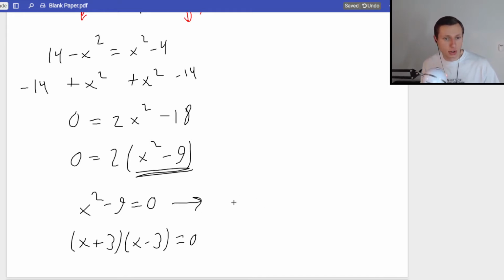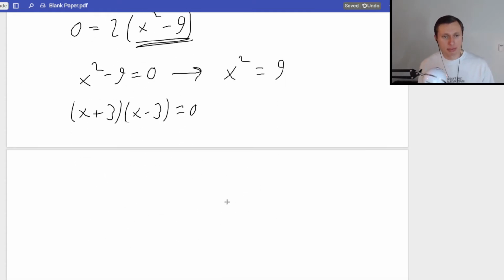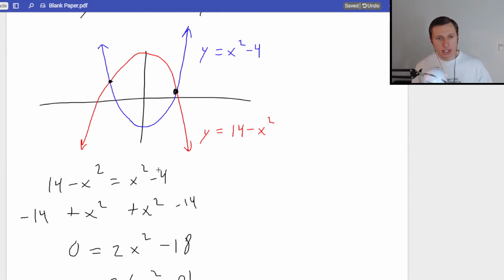Alternatively, you could say x squared equals positive 9, like I added 9 to both sides, and then take the square root. There are many ways to solve this problem, whatever way you feel comfortable with. Either way, you get x equals positive 3 and negative 3 as our intersection points. Any questions so far? Going back to my picture, here is negative 3, here is positive 3. I can see which function's on top. It's going to be the 14 minus x squared.